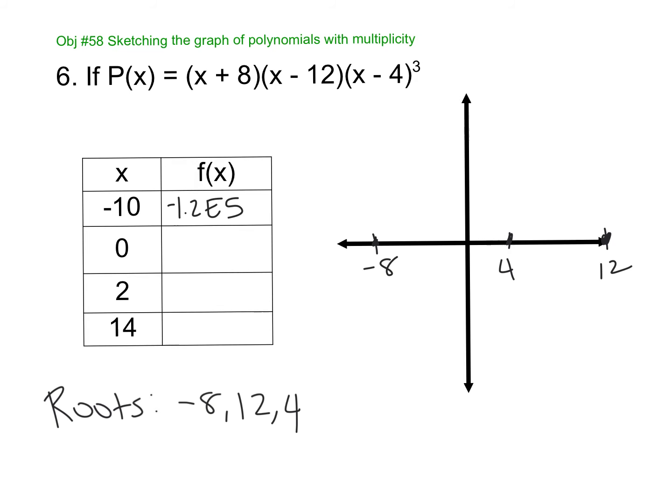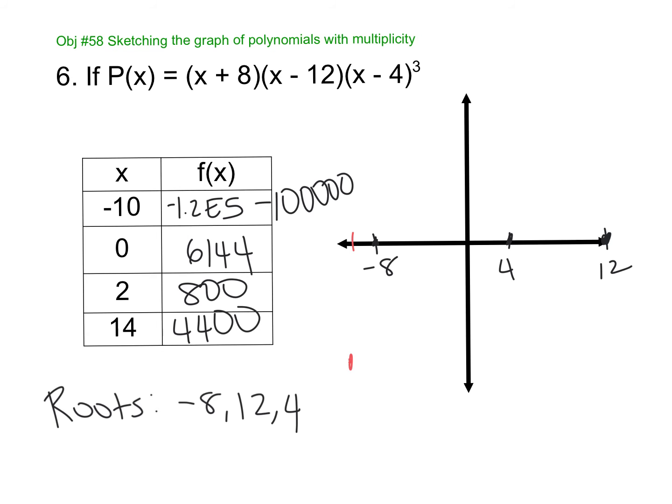That's negative 1.2 times 10 to the 5th. So that's a really big negative number, almost a million. For 0, I got 6144. For 2, I get 800. And 14, I got 4400. So this one's a little crazy. So negative 10 is over here. It's down negative. 0 is 6,000, so let's make that there.